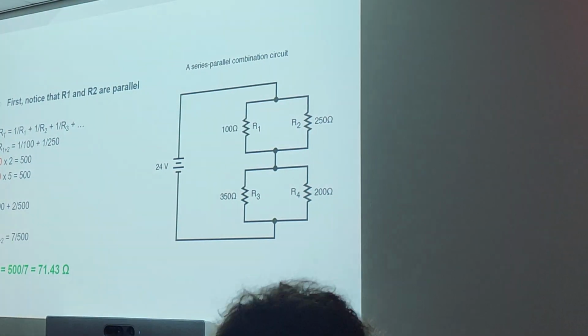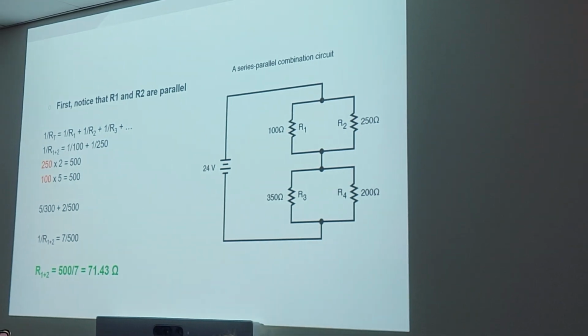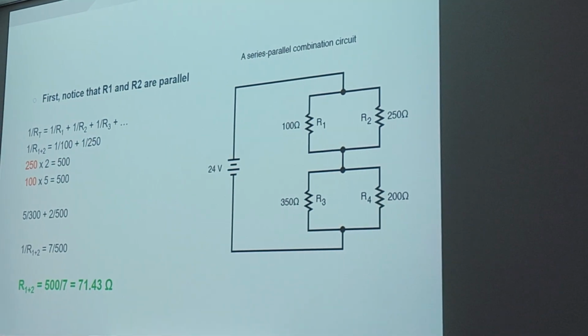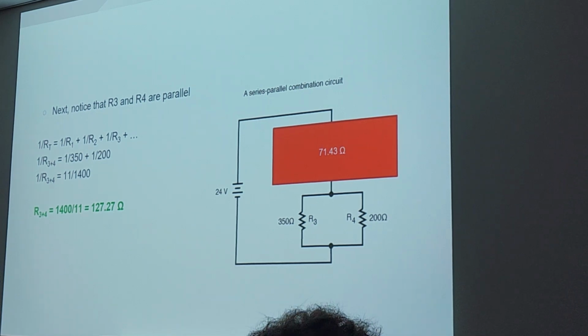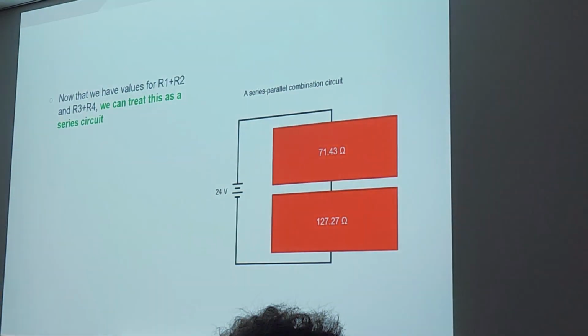So, how would you find the total resistance for R3 and R4? The same way. And then 350 and 200 both go into 1400. Common denominator. So now we know the total resistance for 3 and 4, right?